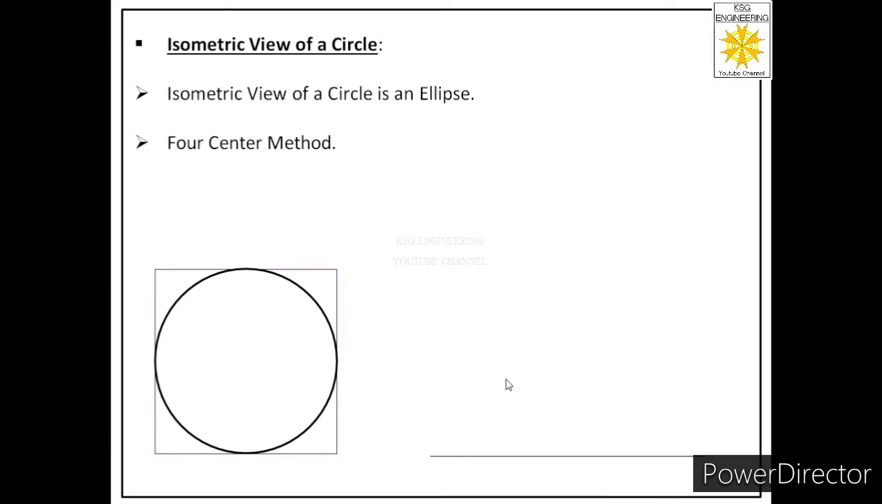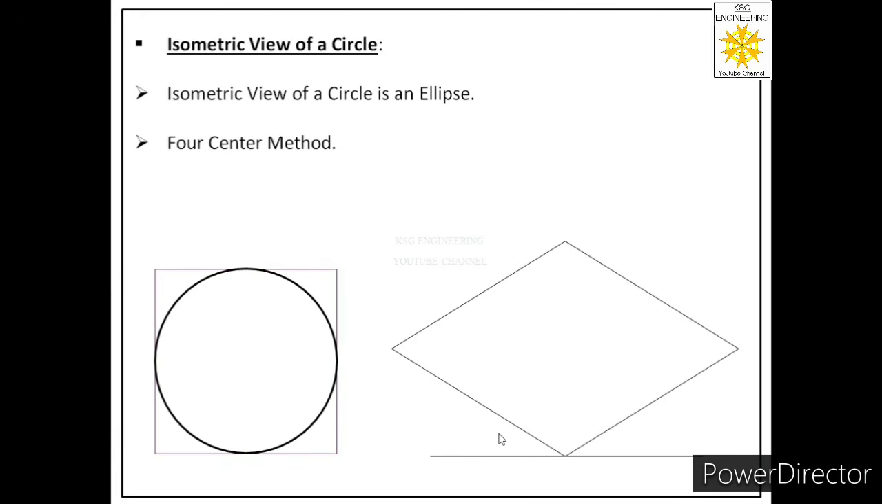So we'll draw a horizontal line and we'll sketch the isometric of that square, which will be a rhombus, by the same steps which we have learned in the previous slides. And now we are drawing the top isometric view of a circle. So we have chosen length and width. Height is not considered.